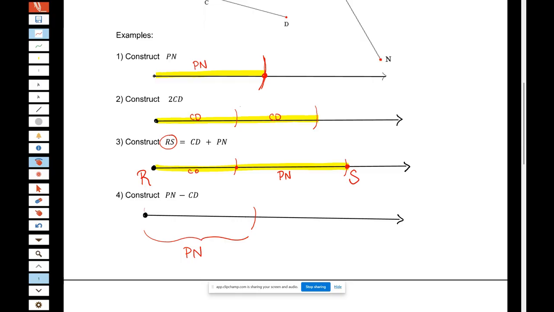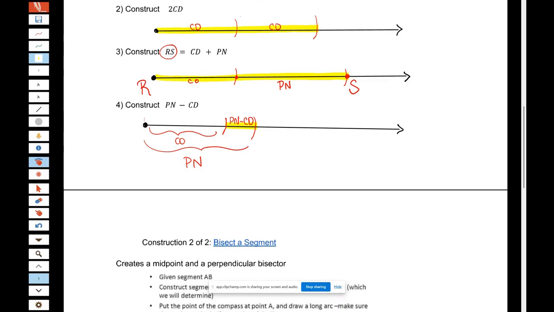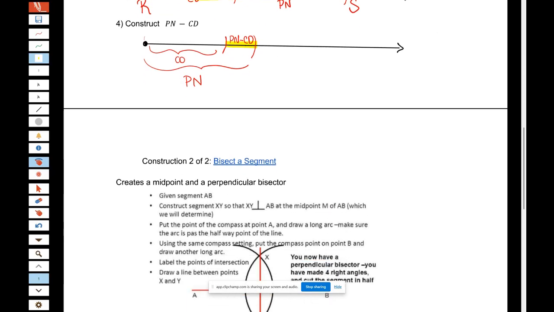Now I've measured CD, and I'm going to go from the left and mark off the length of CD, which means this is PN minus CD. So that is the highlighted part of my final answer. So that's pretty much what you need to know about copying a segment. You can add, subtract, and multiply segments.